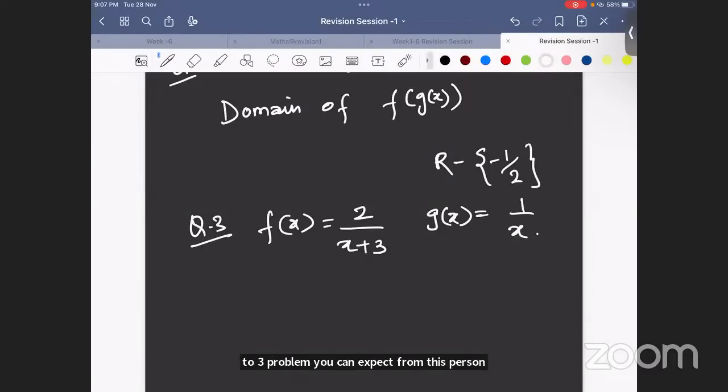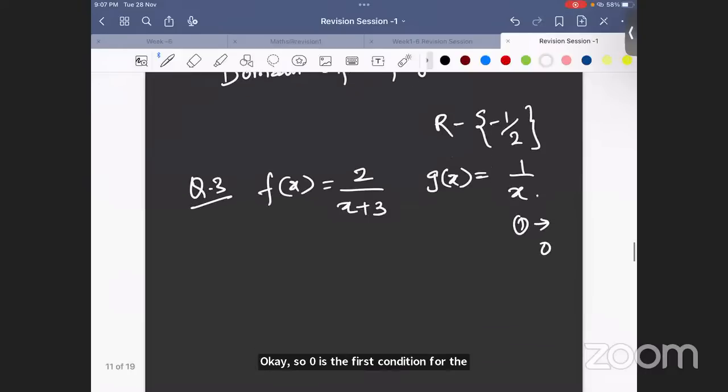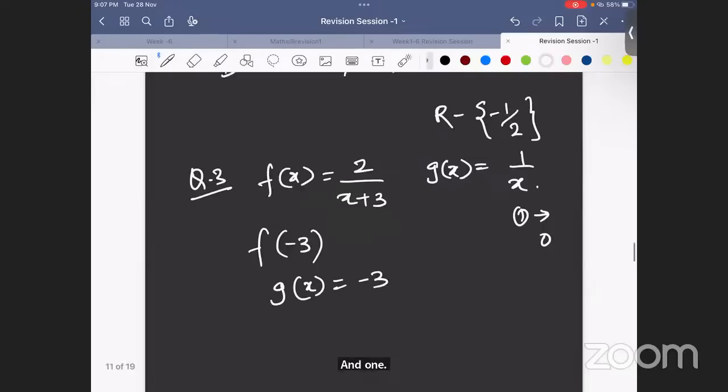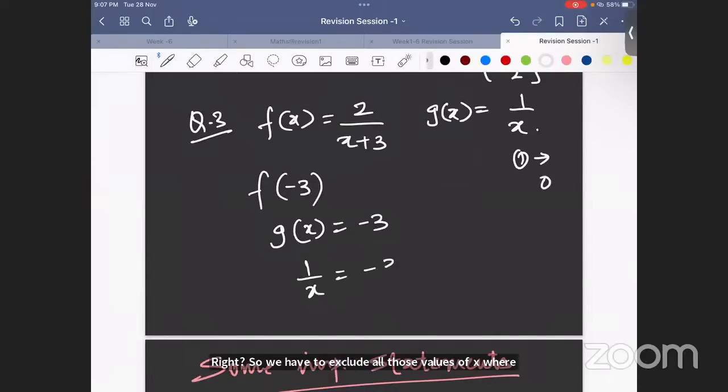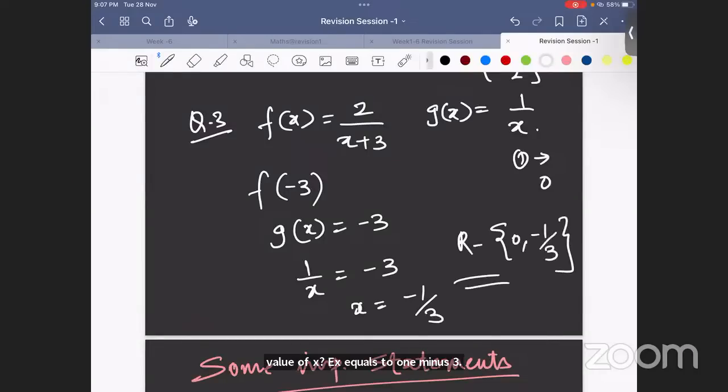Sir, R minus 0, minus 1 by 3. Okay, from the first condition you can exclude 0. Correct? From the second condition, f(minus 3) is not possible, right? So you have to exclude all those values of x where g(x) equals minus 3. So 1 upon x equals minus 3. What is the value of x? x equals minus 1 by 3. So R minus 0 comma minus 1 by 3. Correct? Any issue in this? Now ask me your doubt. If anybody has any doubt from whatever we have discussed till now, you can ask me.